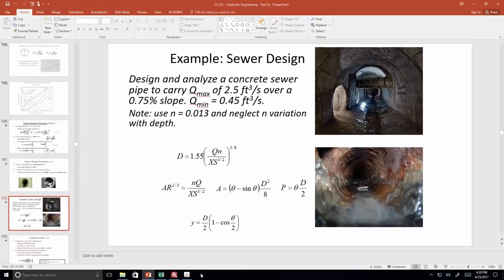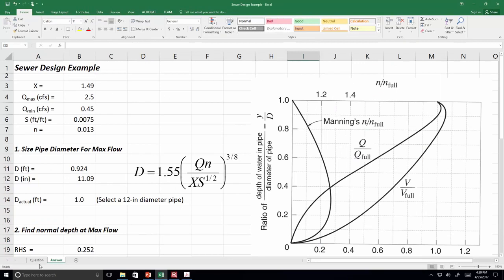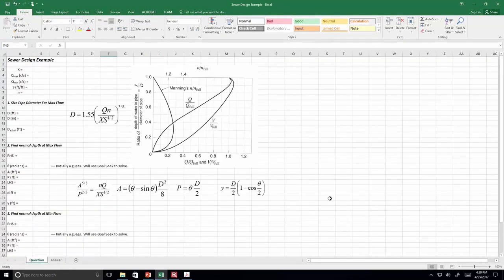All right, so everybody have that template file. It should look like this. All right, everybody's got it.